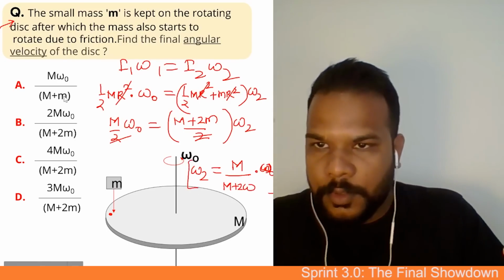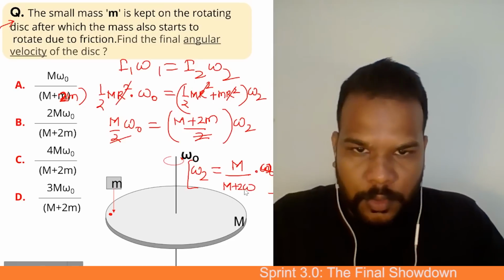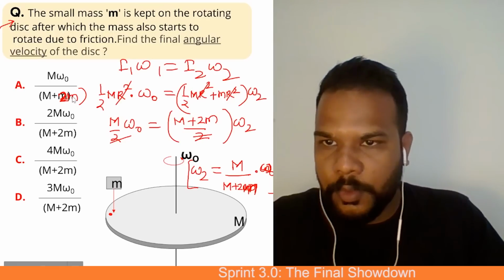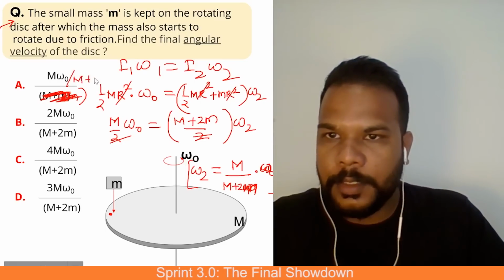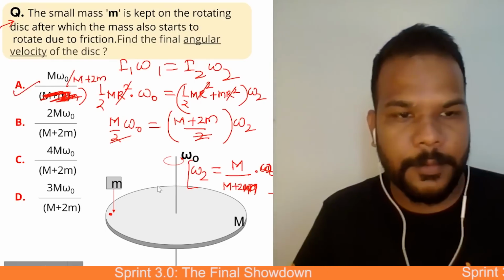Okay, so just correcting the option here, m by 2m. यहाँ पे 2m आना चाहिए, denominator m plus 2m आ जाएगा. Correct answer is option A.